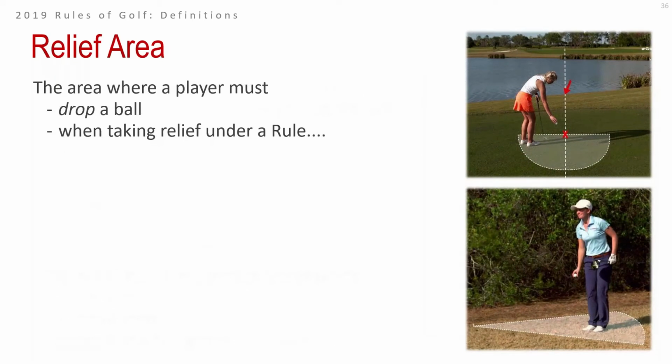So we'll jump into what the relief area is. The relief area is the area where the player must drop a ball when taking relief under a rule. In our examples over here, you see two relief areas for two different situations. In our top example, you see a player dropping from what is presumed a yellow penalty area, and she is taking a back on the line relief or the flag line relief. And our example below is our lateral relief from a presumed red penalty area, where her relief area is a bit different.